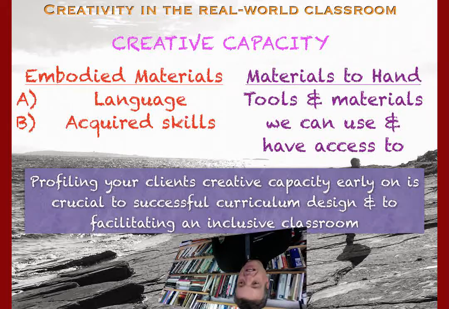The second, beyond the embodied materials, beyond what we carry in our bodies as skills and capacities that we've either learned or were born with, are what I call materials to hand. And again, these are the materials, like I've just spoken about, in our local learning environment, which are accessible to us, usable by us when we are being creative. What our materials to hand might be depends on many factors: what school we go to, what kind of society we live in, what our social class is, and so on.